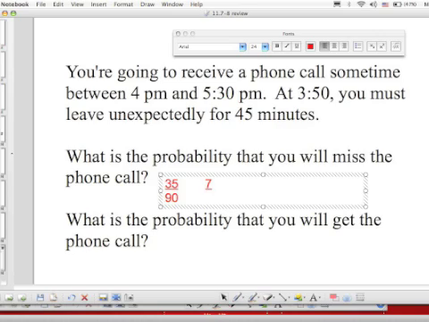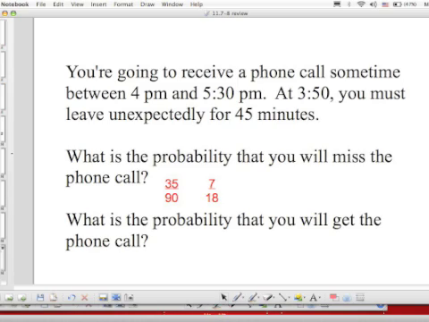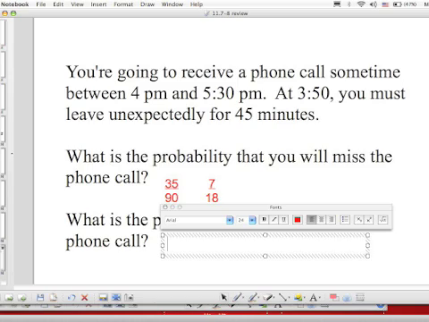And 5 goes into 90 18 times. And so this would be our probability that we will miss the phone call. Now, the question could also be asked, what's the probability that you will get the phone call? In this case, we look at the total number of minutes that we will be home. Well, if we leave at 3:50, we just said 35 of our 90 minutes we would be away, so that means 55 out of our 90 minutes we will be home.